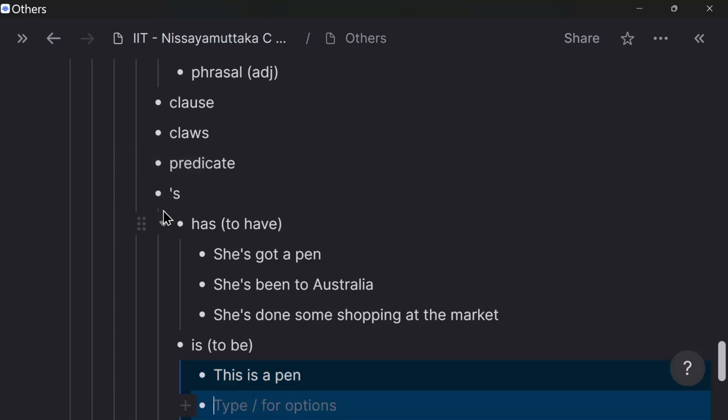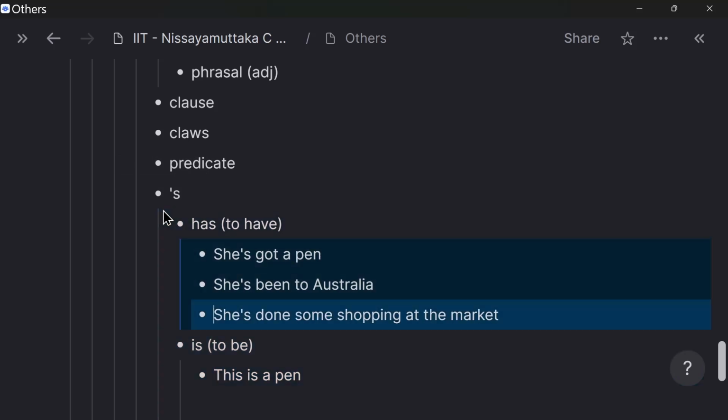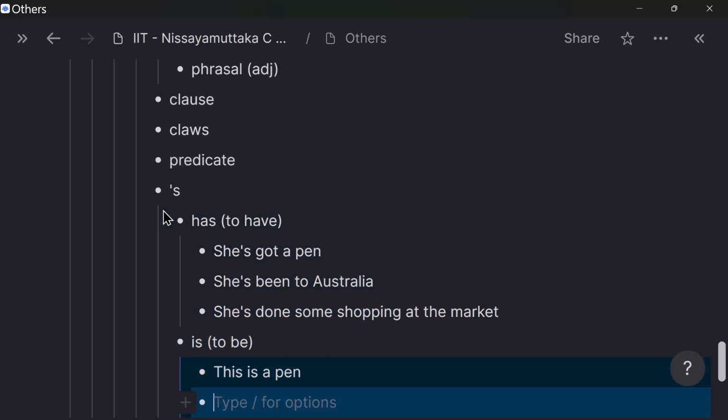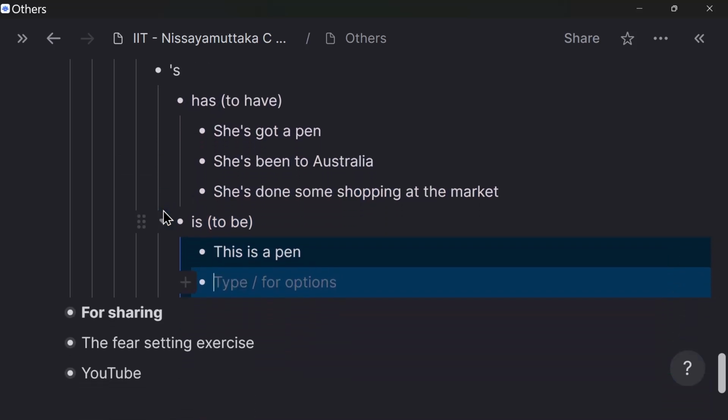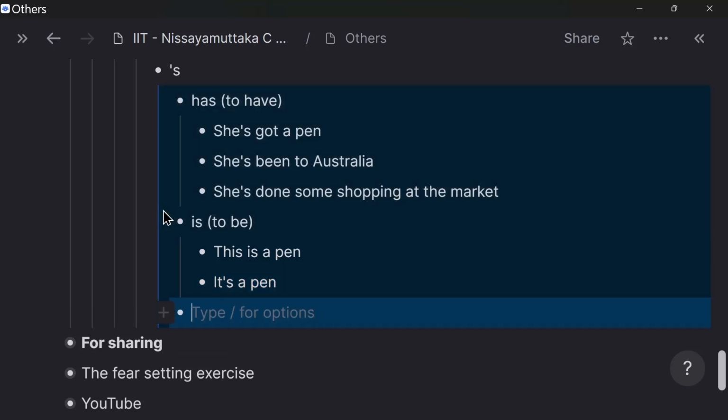But now I want you to use the apostrophe. Can you use the apostrophe? It is. Yes, it is. Then you can contract it. It's a pen. Okay, it's a pen. It's a pen. This means it is a pen. Okay, another meaning for apostrophe S.